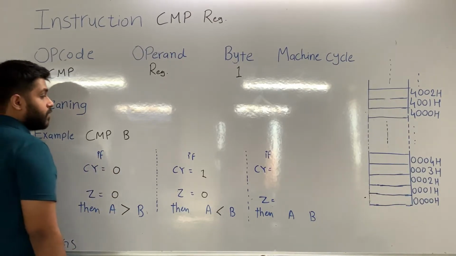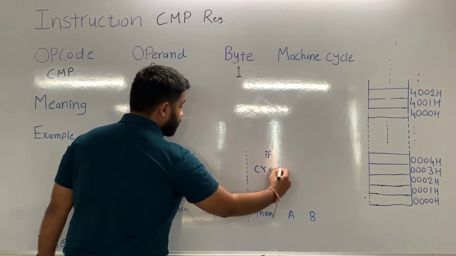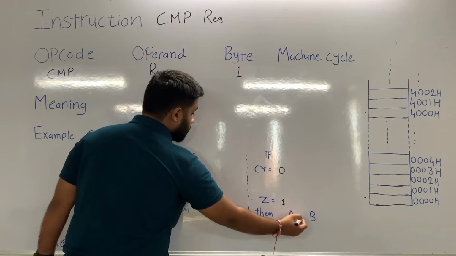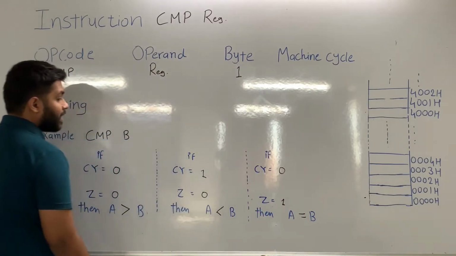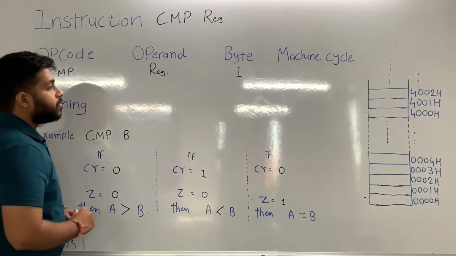And if after performing the same instruction, the content of carry flag is 0 and the zero flag is 1, it means both numbers are same and the answer is 0. Okay? Now let's see the machine cycle.